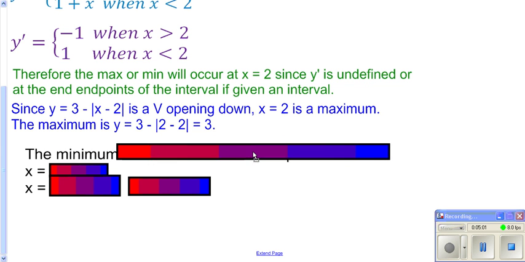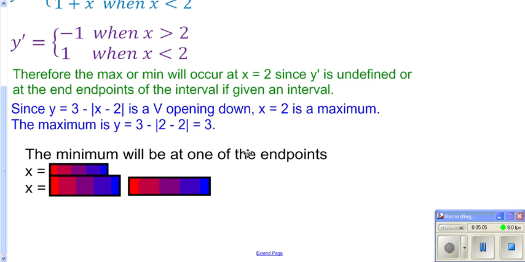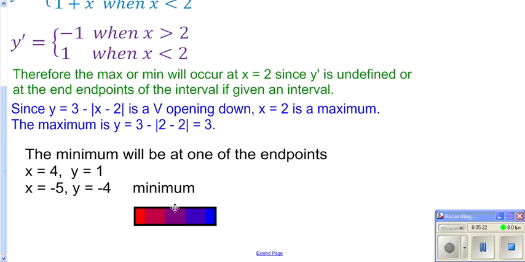Well, you also need to find your minimum. Your minimum will therefore have to be at one of your endpoints. And so then you want to go ahead and evaluate each one of these. Plug in your 4, plug in your -5. Well, the smallest of these two, the 1 or the -4, would have to be your minimum. So your minimum occurs when x is -5 and the minimum value is -4.